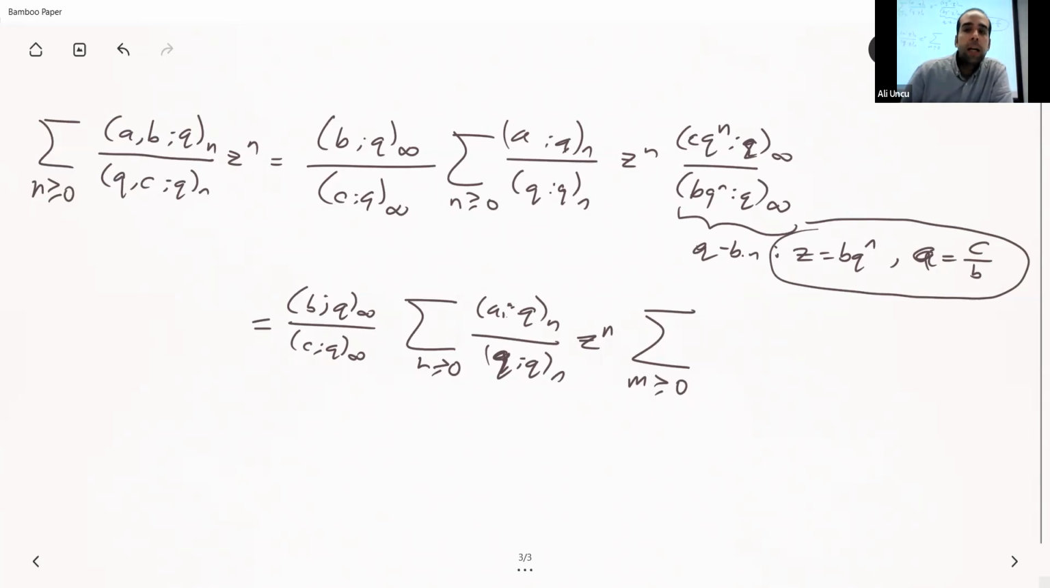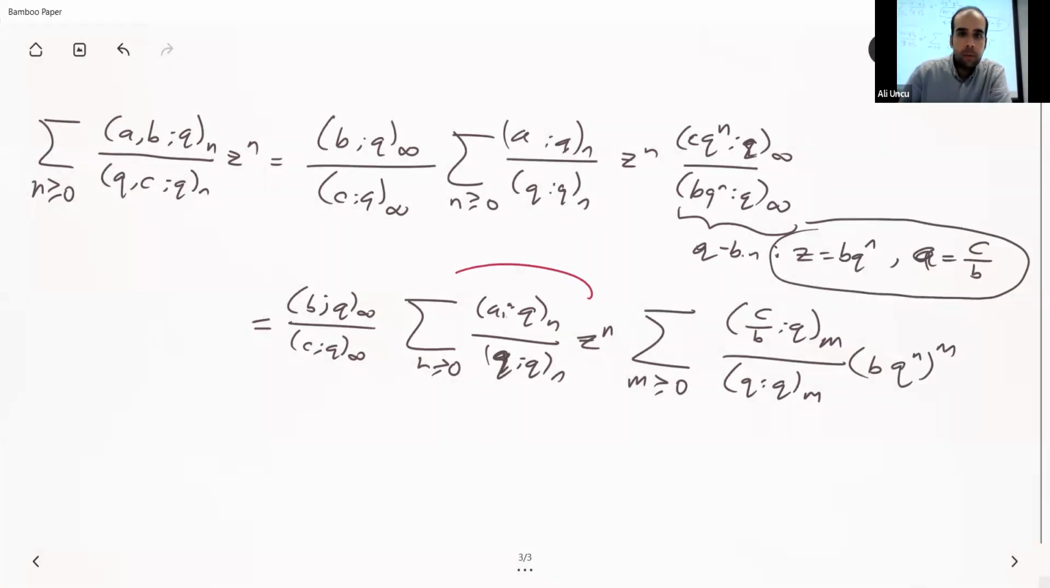the q-binomial theorem is going to have this (c over b; q)_m this time, divided by (q; q)_m, and that's z, b to the power (bq^n)^m. And we will switch the order of summation. We would like to switch the order of summation. So whatever is only related to m, I will carry it in the first sum. Whatever is related with n, I will keep it in the second sum. And the front factor is the same.